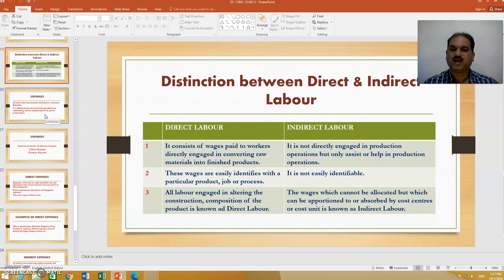In direct labor, all laborers are engaged in altering the construction, composition of the product, and that is known as direct labor. In indirect labor, the wages which cannot be allocated but which can be apportioned to or absorbed by cost centers or cost unit is known as indirect labor.